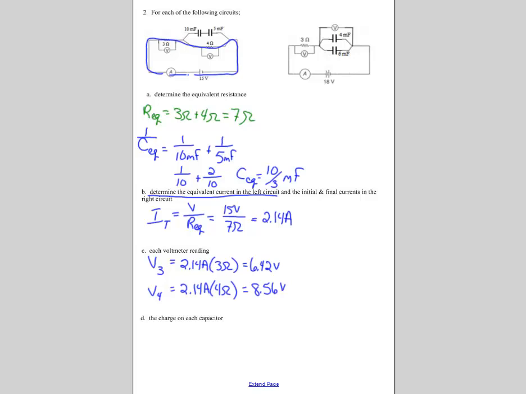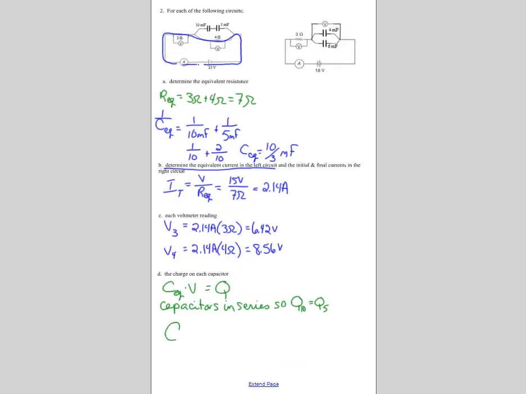Charge on each capacitor. Well, the equivalent capacitance times the voltage gives me charge. My capacitors are in series, so my 10 millifarad capacitor charge is equal to my 5 millifarad capacitor charge, and that will be the equivalent capacitance, which is 10/3 millifarads, times my voltage across that branch. The voltage across that branch is the same as the voltage across the 4 ohm resistor, so that would be 8.56 volts. And so I get 28.5 millicoulombs of charge.